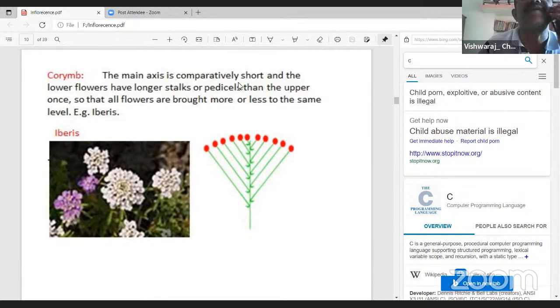Main axis is comparatively short, and the lower flowers have longer stalks.